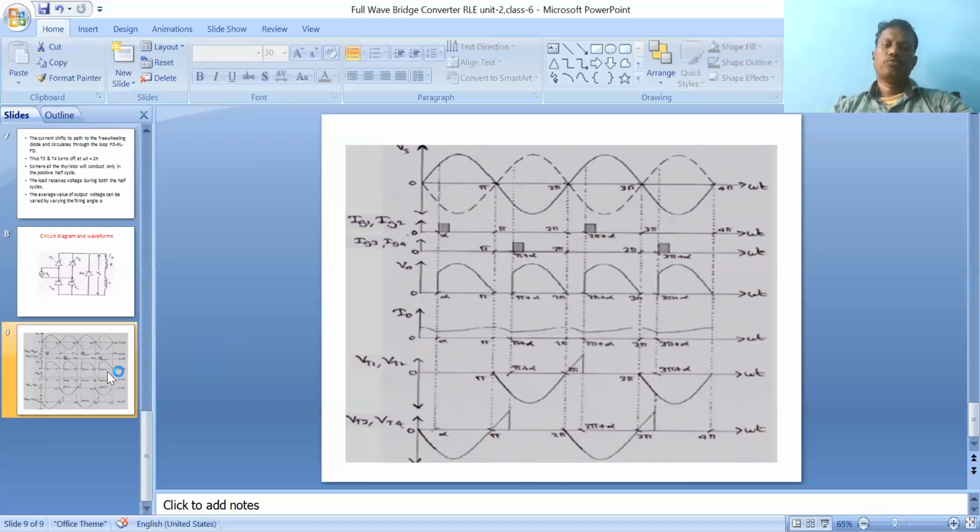Okay, so what is the output voltage? 1 by pi integral of alpha to pi Vm sin omega t. We are getting the output voltage as 2 Vm by pi cos alpha. Then again we calculate the output current, the ratio of output voltage and resistance, then the input power factor, like that. Already told, or derive the formulas, that is similar, the same.